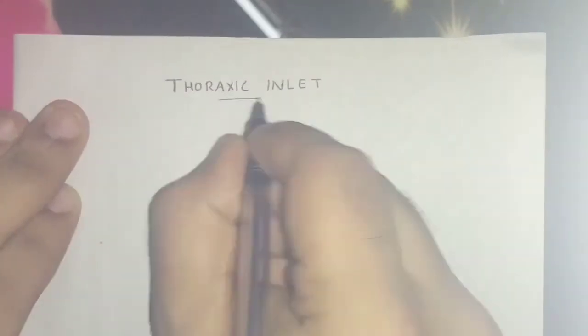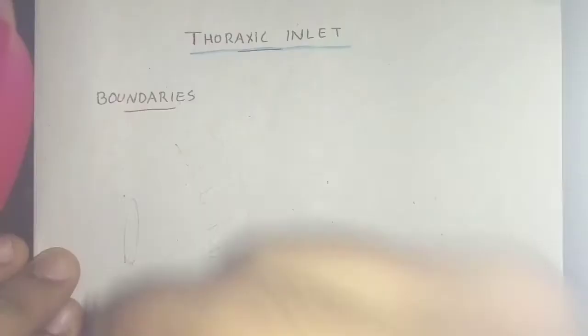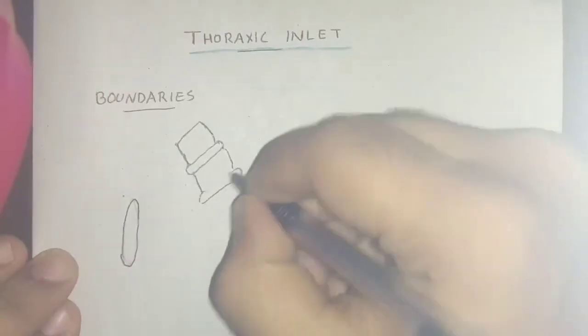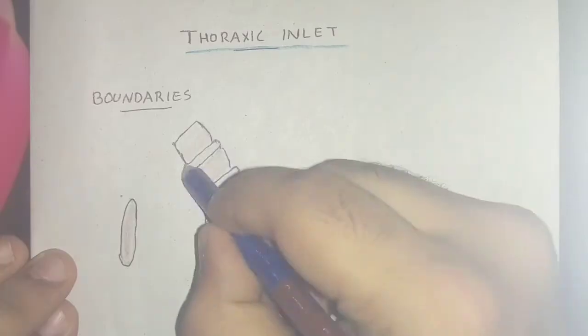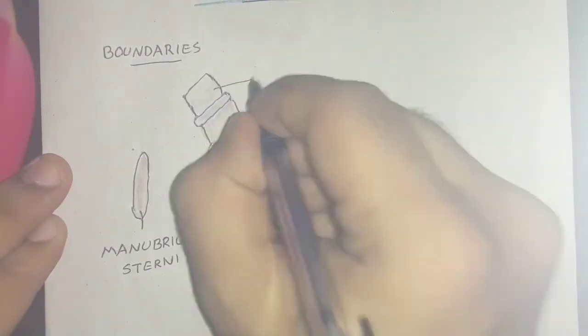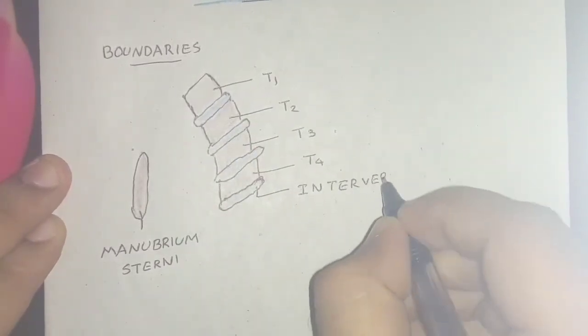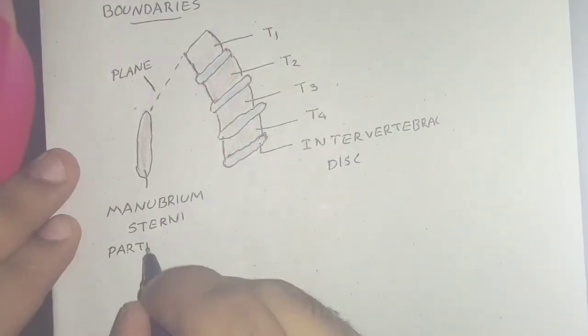This is me, Debra, on the topic thoracic inlet, or inlet of the thorax. First we will discuss the boundaries. The boundaries include the anterior, posterior, and on each side. Anteriorly it is bounded by the upper border of the manubrium sterni, and posteriorly by the superior surface of the body of the first thoracic vertebra, and on each side by the first rib with its cartilage. This will be the plane of the inlet of the thorax.